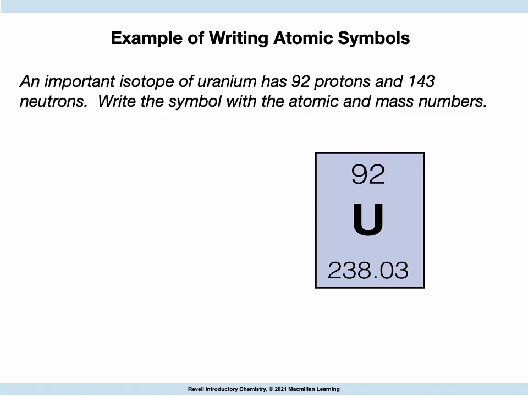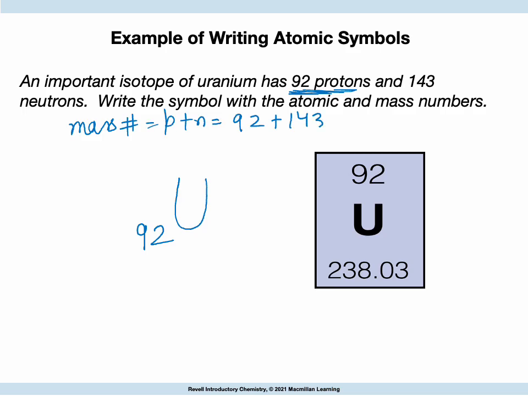Example like this: an important isotope of uranium has 92 protons, 143 neutrons. Write the symbol with atomic and mass number. Uranium, it says atomic number, protons, is how many? 92, which means atomic number goes right here, and mass number is what? Protons plus neutrons. Protons is 92, neutrons 143, total will be 235. So 235 U 92. That would be the symbol for uranium-235.